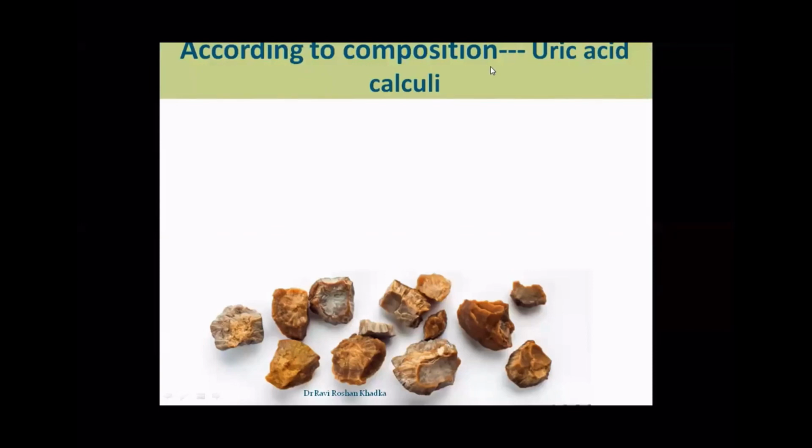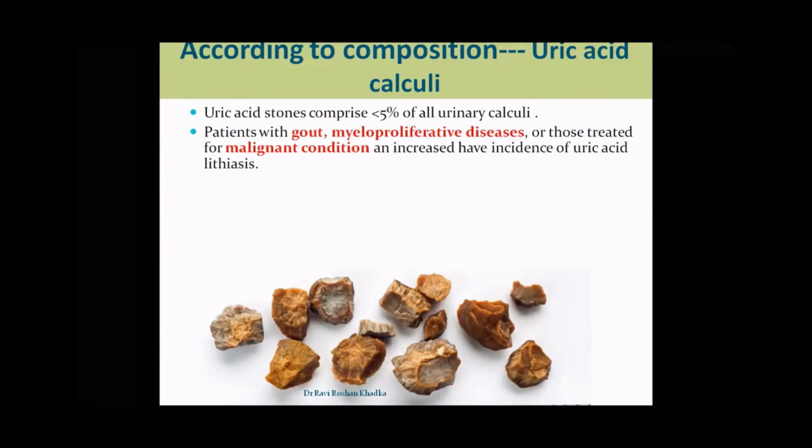And the next stone is uric acid stone. Okay. This is around 5 to 10% of urinary stone. And these are multifaceted stones, not spiky as oxalate. They are common in the condition where there is excessive uric acid production in the urine, that is hyperuricosuria, like in the case of gout, myeloproliferative disorder, or those treated for a malignant condition where the cell turnover is increased. Whenever there is increased cell turnover, that leads to the breakdown of nucleic acid, and that leads to formation of uric acid.